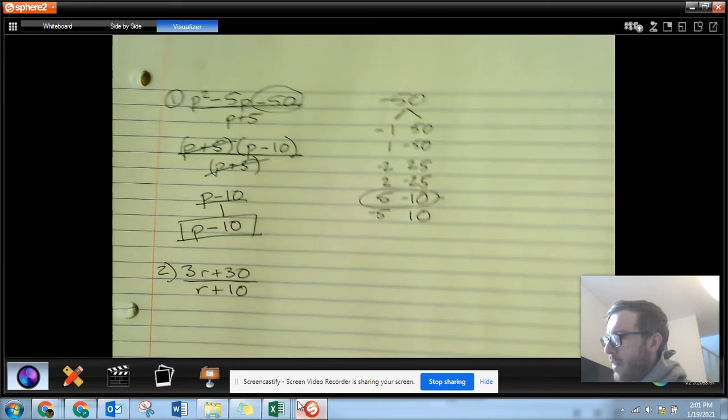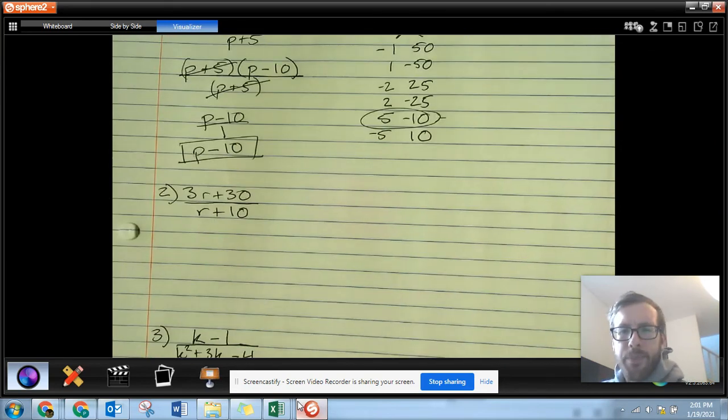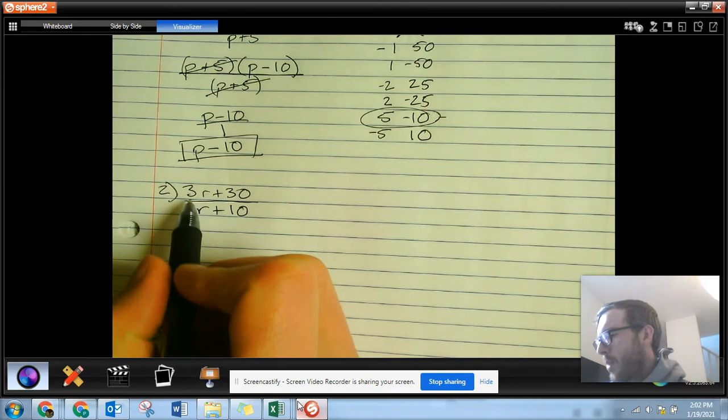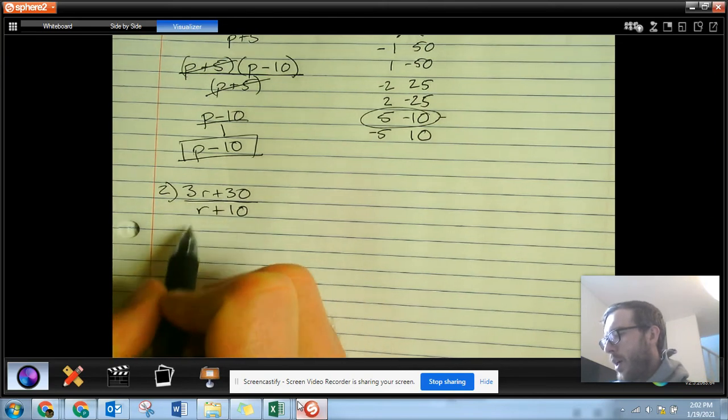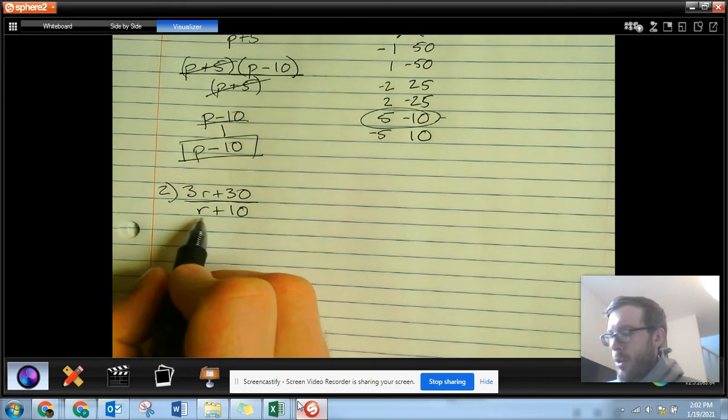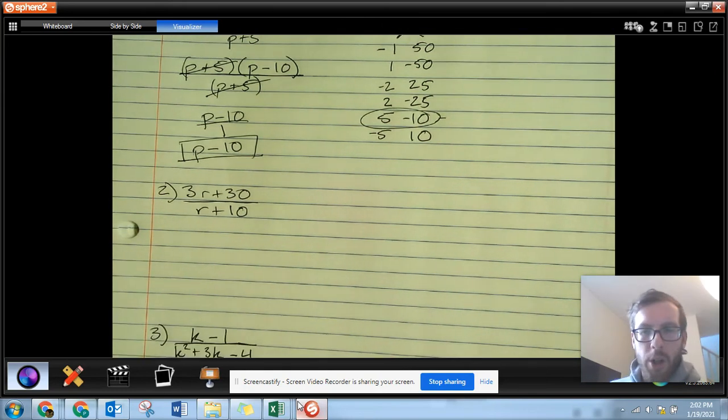Sometimes, though, you won't be given a quadratic. In that case, you just need to look for greatest common factors. In other words, we're looking for the largest term that will go into both of these, and we'll want to factor that out. Looks like the denominator r plus 10, we're all good. We can't factor that anymore.